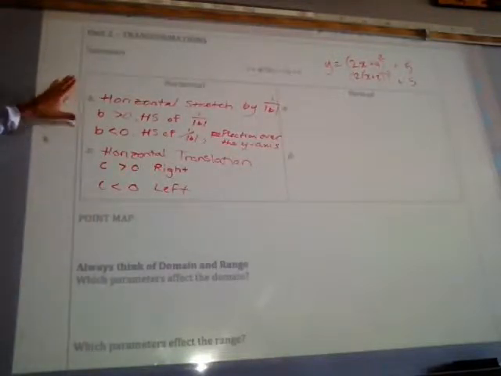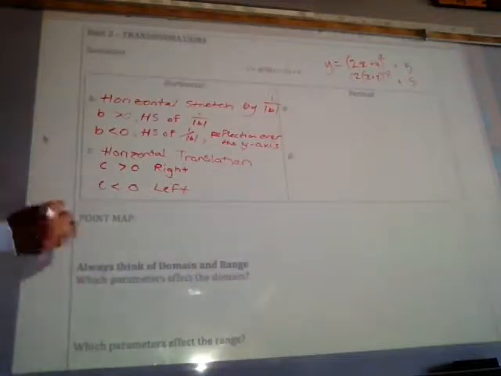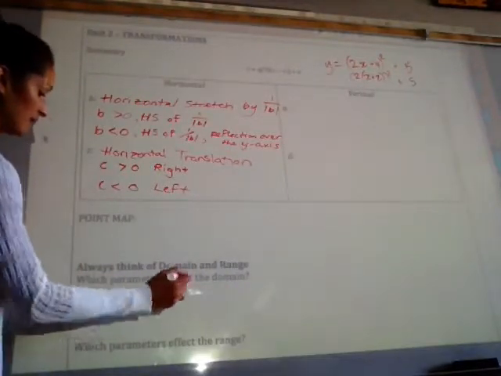Looking at the horizontal parameters, that's what's going to affect our domain. So which parameters affect our domain? That's going to be the B factor and the C factor.